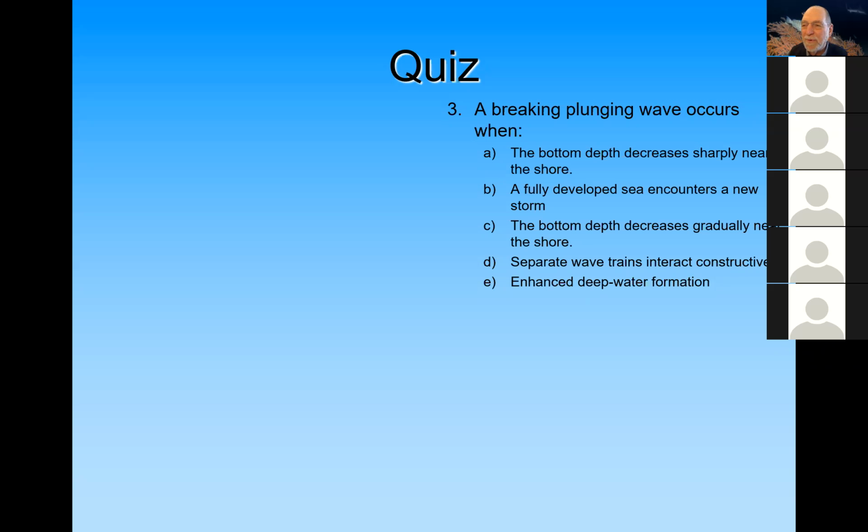So what did I describe? What did Professor Grigg describe at Log Cabin? Is it A? It's A, that's right. The bottom depth decreases sharply near shore. So if the depth is increasing gradually, then you do get this spilling wave. But these incredible breaking and plunging waves with these amazing curls like we saw in the video, they are a result of this abrupt change. It's sort of forcing all the water upwards suddenly in space and time and creating these really big breaks.